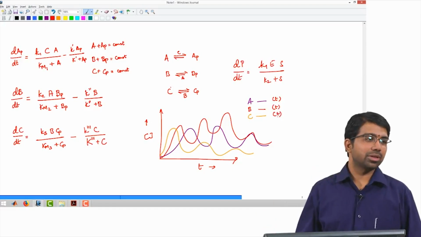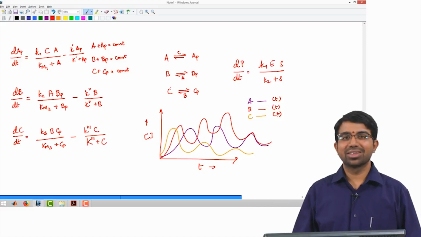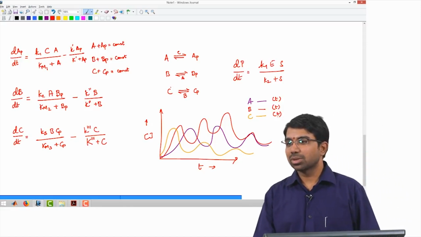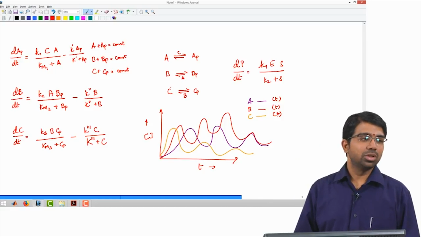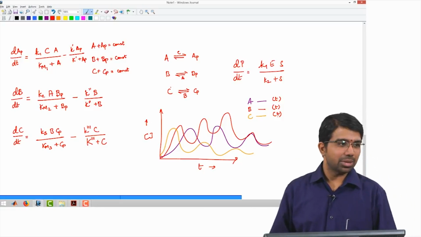You have to solve them numerically, right. It is very difficult to get analytical solution to any of these ODEs. So, you will have to end up solving them numerically, and you can basically set these up as initial value problems and solve it.